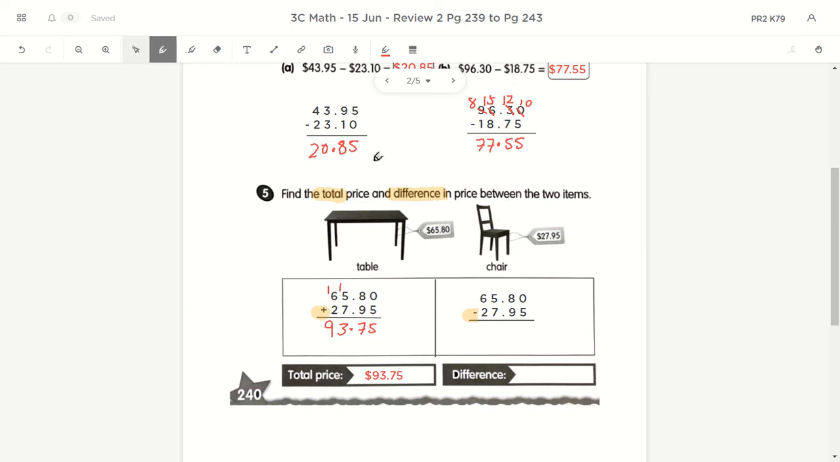Okay, so for difference, same minus. 0 not enough. We group from 8 becomes 7. This becomes 10. 10 minus 5 is 5. 7 cannot minus 9. We group become 4. Becomes 17. 17 minus 9 is 8. Decimal point. 4 not enough. So we group from 6 becomes 5. This becomes 14. 14 minus 7 becomes 7. 5 minus 2 becomes 3. So it's $37.85.